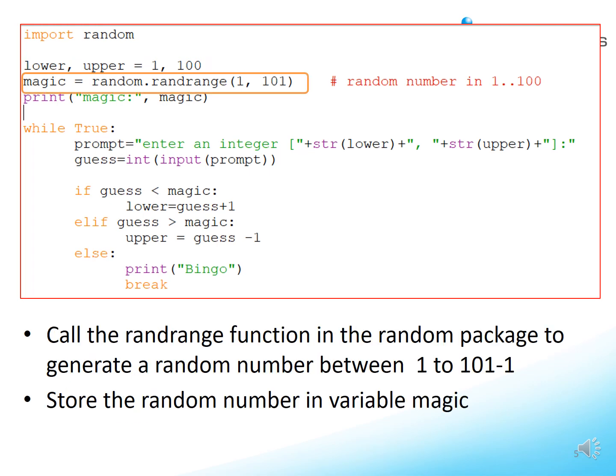The next statement calls the randrange function, which is a function defined in the random package, and passes this function two parameters, 1 and 101. Then the function will generate a random number between 1 and 101 minus 1. That means it will generate a number between 1 and 100. This random number will be stored in a variable called magic.